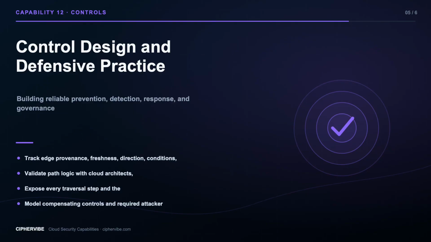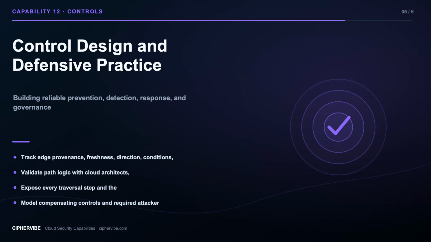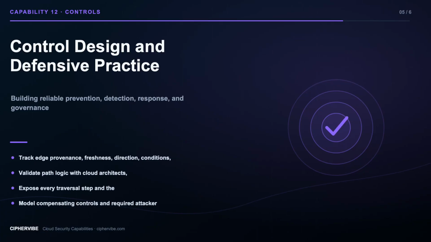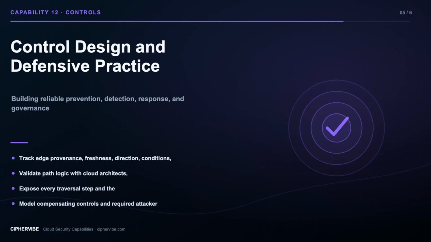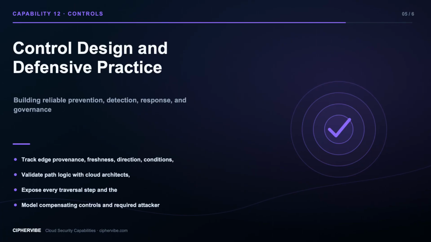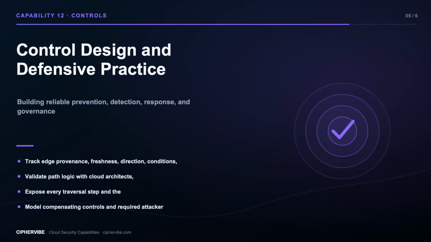Third, expose every traversal step and the specific evidence supporting it. Fourth, model compensating controls and required attacker capabilities instead of treating every edge as equally usable. Fifth, recompute after changes and measure how many consequential paths and high-leverage relationships remain.